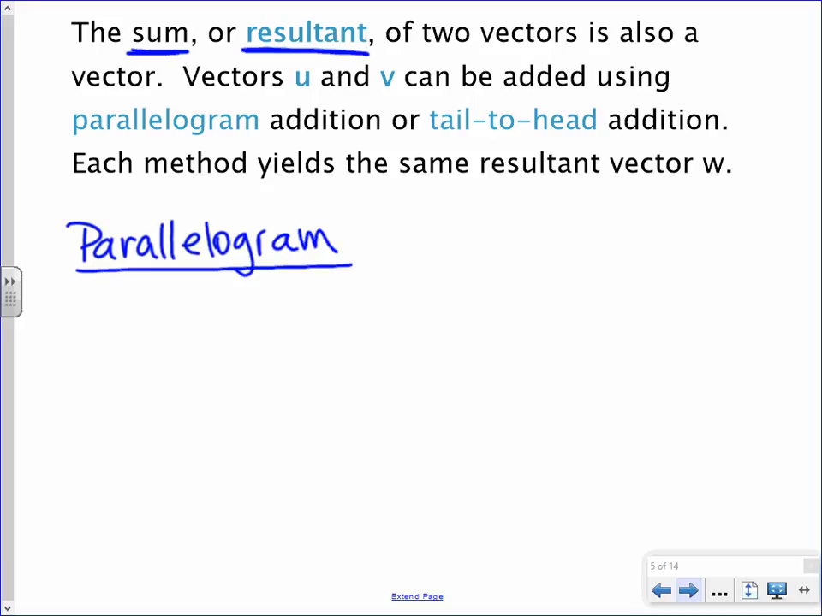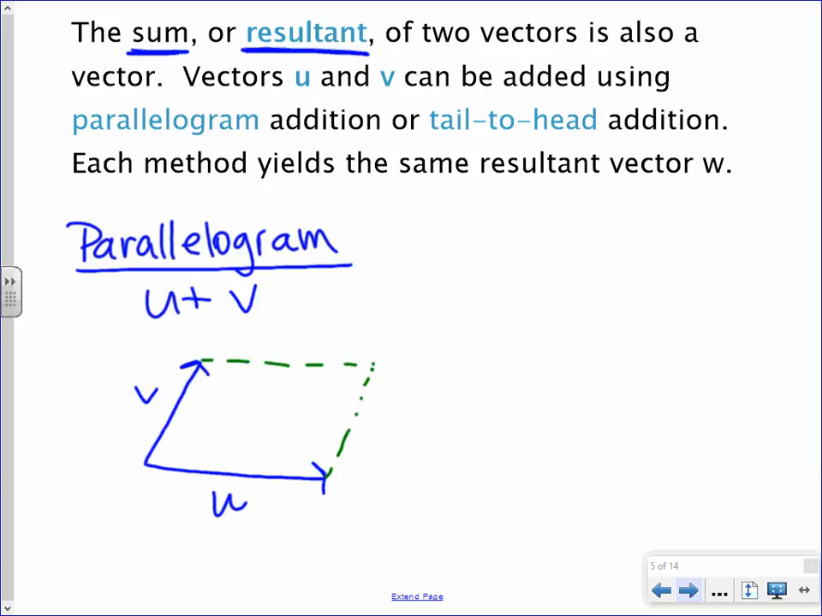So this is what parallelogram addition is for u plus v. We have our vector u, and we have our vector v, and they are graphed both in standard position. If we create a parallelogram out of those two vectors, then the diagonal in standard position would be u plus v.